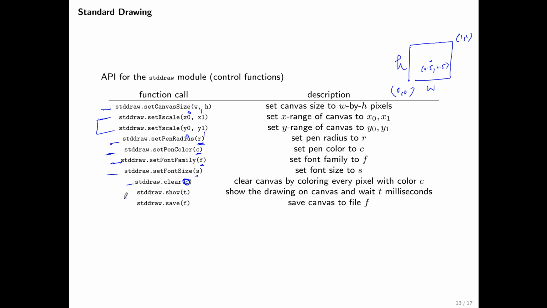And then you can show the drawing on the canvas using this function, and this argument specifies for how long you want to wait in milliseconds. So when you do this, it shows the drawing on the canvas, and then it simply waits for t milliseconds. And then finally, you can take the drawing that you have on a canvas and save it into a file using the save function. You save it either as a JPEG or a PNG. So those are the drawing and control functions from the Std Draw module.